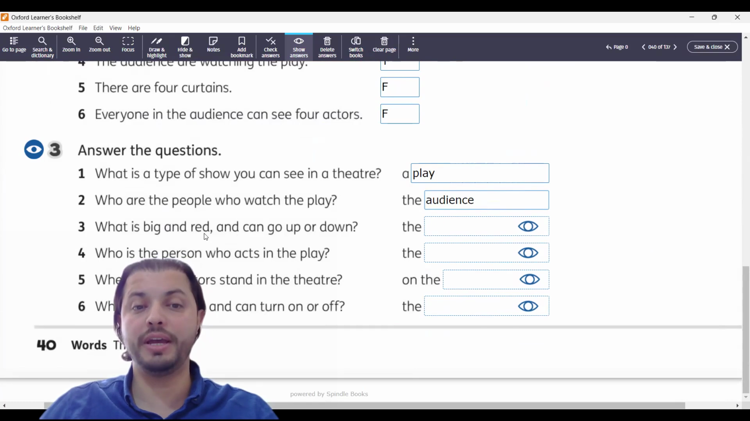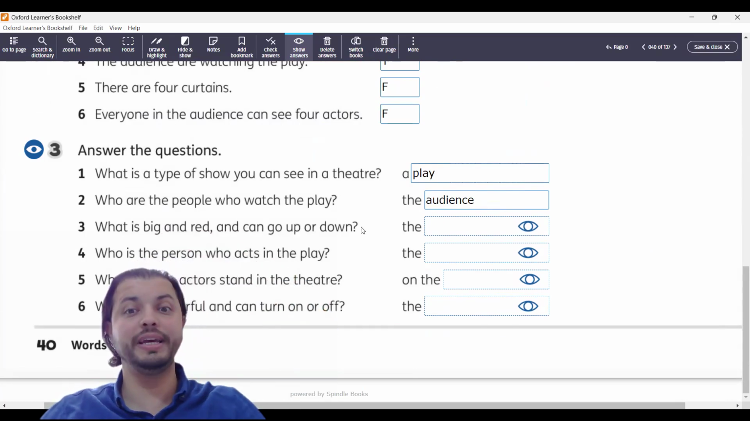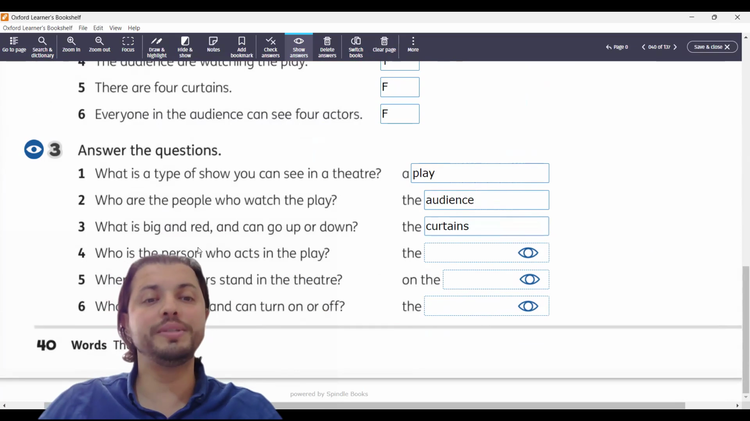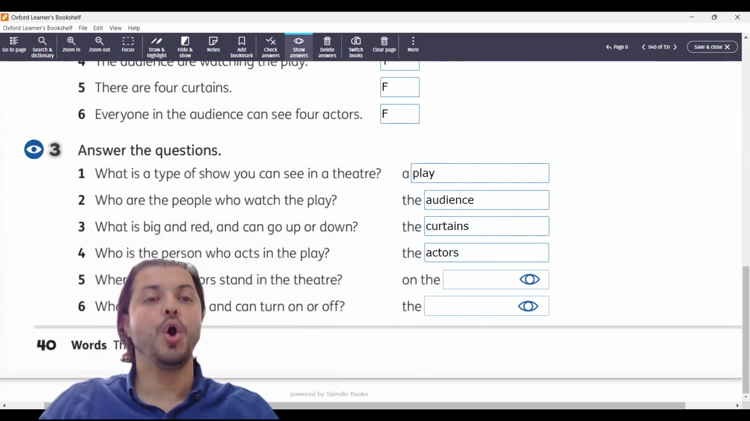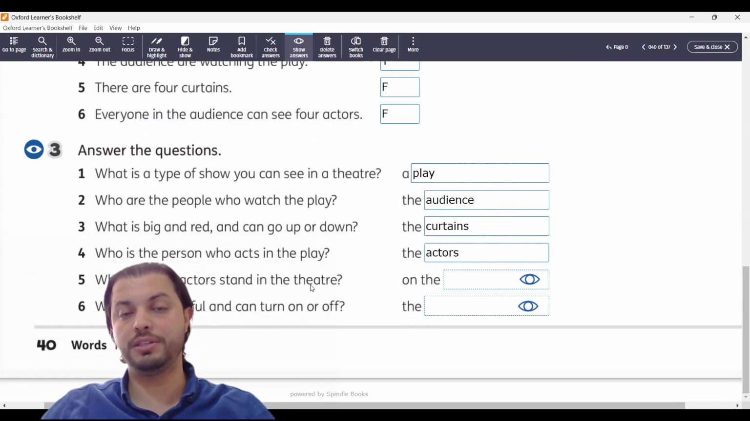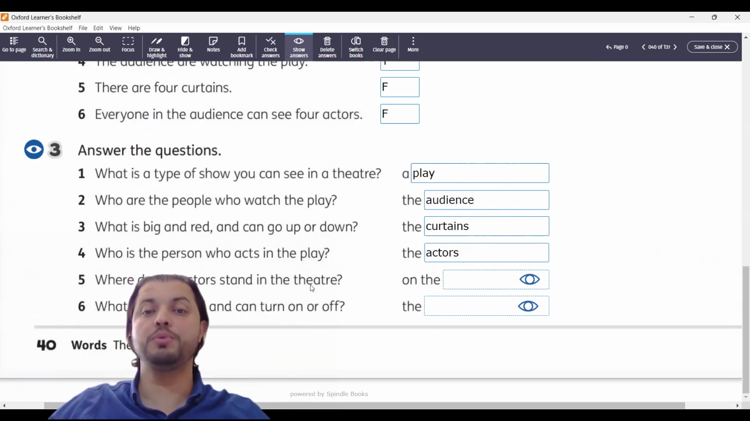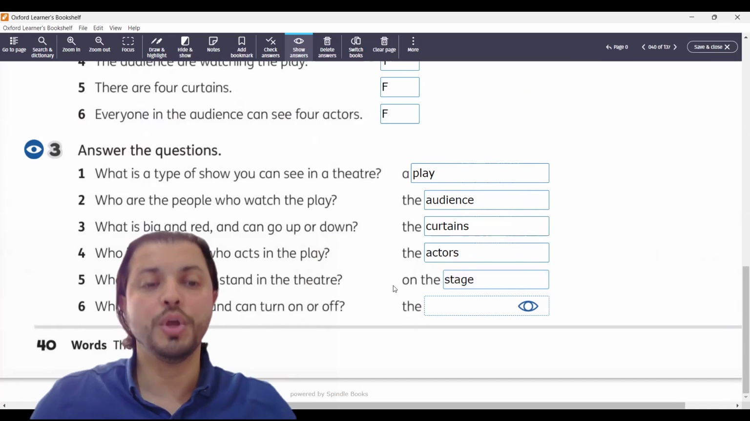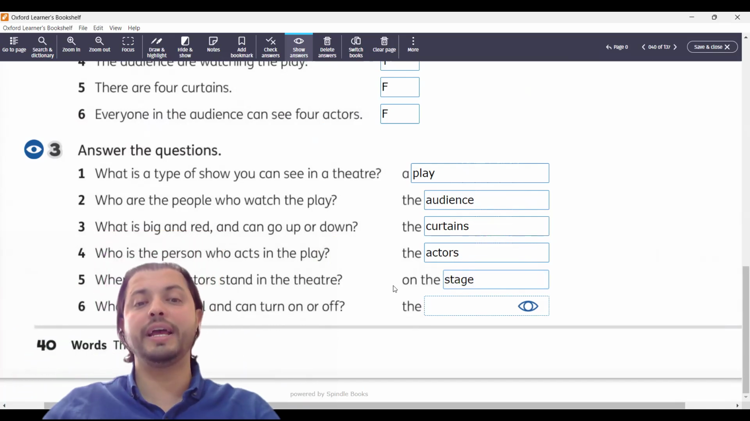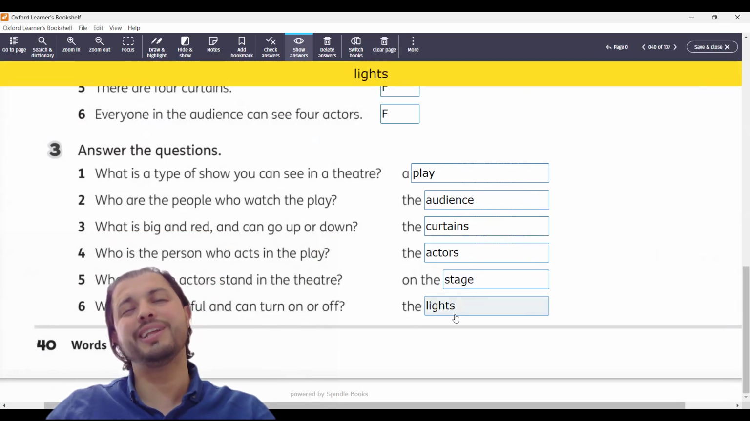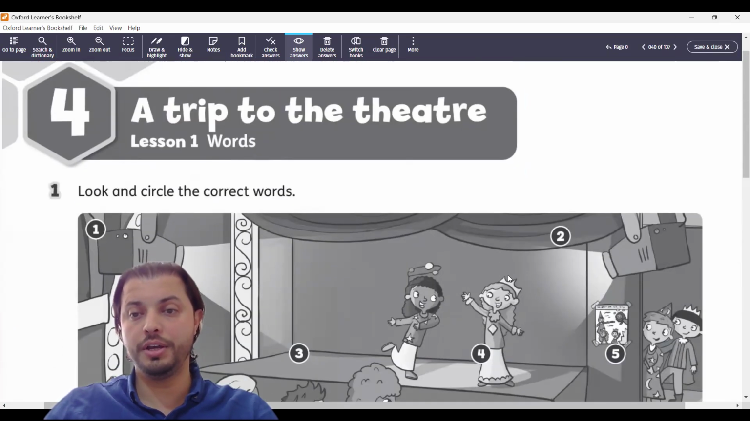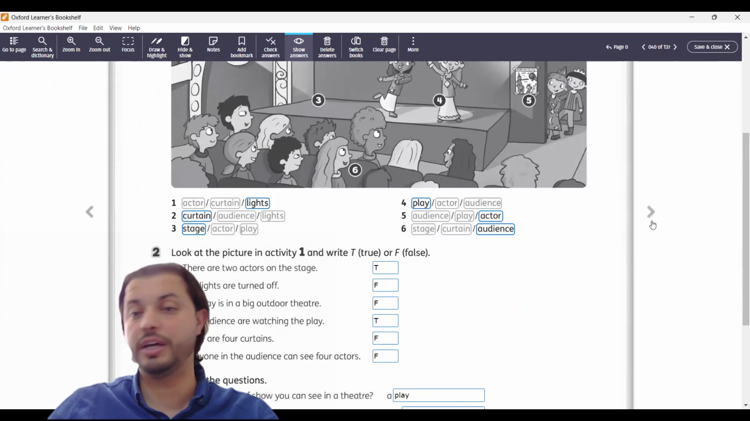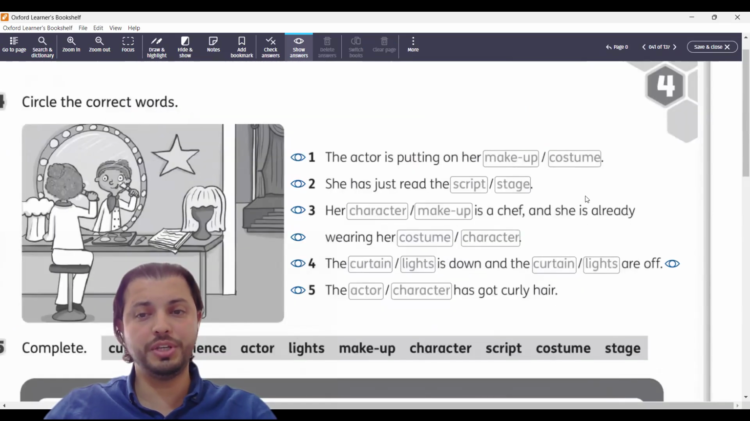What is big and red and can go up and down? It's curtains. Who is the person who acts in the play? You go on a stage. We say actors. Where do actors stand in the theater? Like they stand on something. What is that? Stage. Cool. What are colorful and can turn on and off? It's lights. We can have red, black, white, green, and different kinds of colors. Plus, you can turn it on and turn it off. Cool. Now let's go see what we can do here.